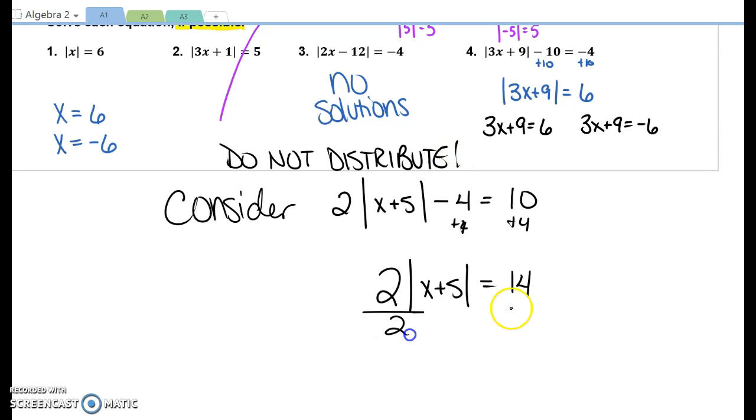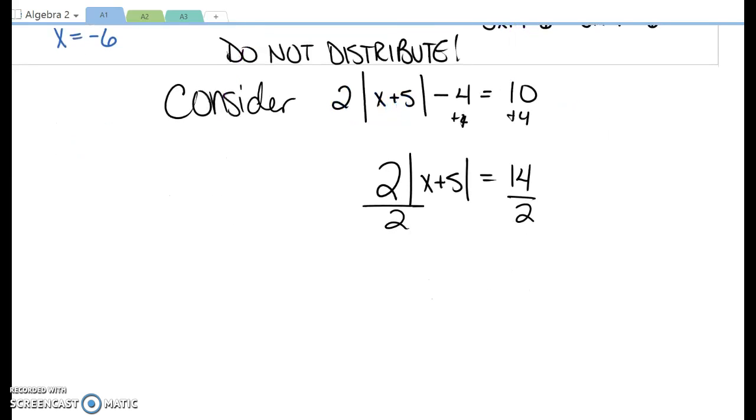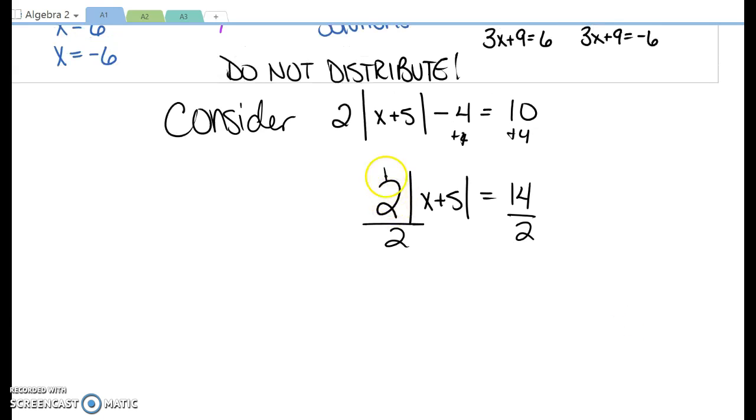Instead, you would divide both sides by 2. Now, I saw some students in my last hour doing this, and they tried to divide everything by 2. When you divide the left side by 2, all you're doing is canceling out that 2. So you have the absolute value of x plus 5 equals 7. Then you would set up your two equations and solve both equations. All right, next page.